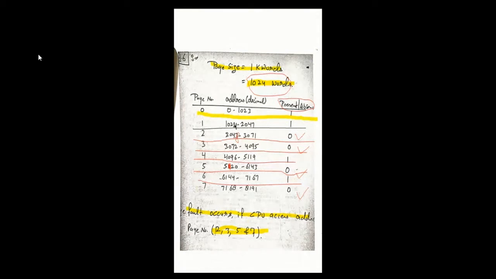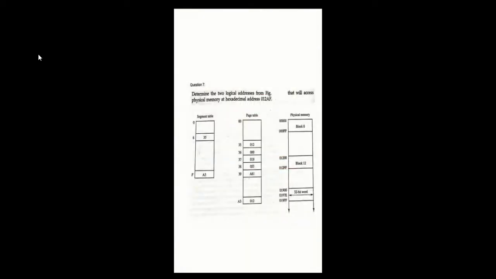Now let's go to problem number 7. Determine the two logical addresses from the figure below that will access physical memory at hexadecimal address 012AF. Okay. So he is asking us to determine the logical address. We have to find the logical address. He has given the physical address. Physical memory has given us 012AF.